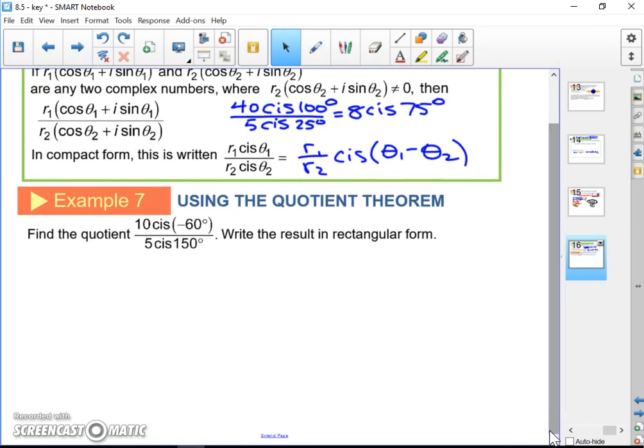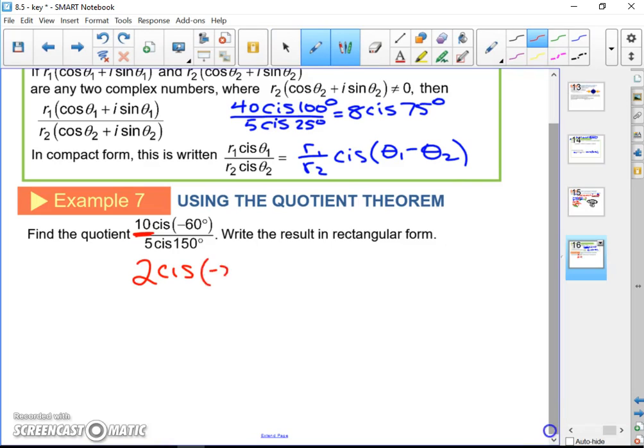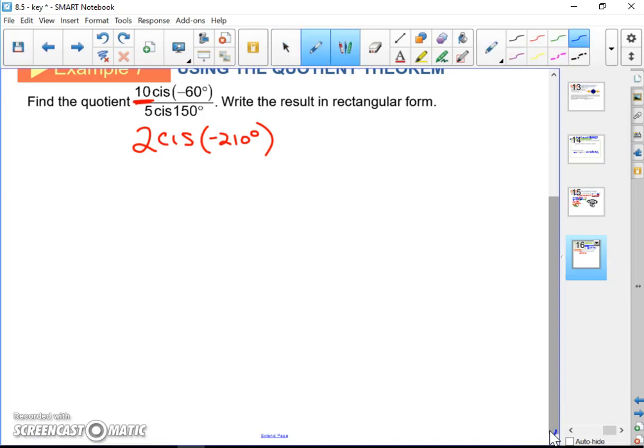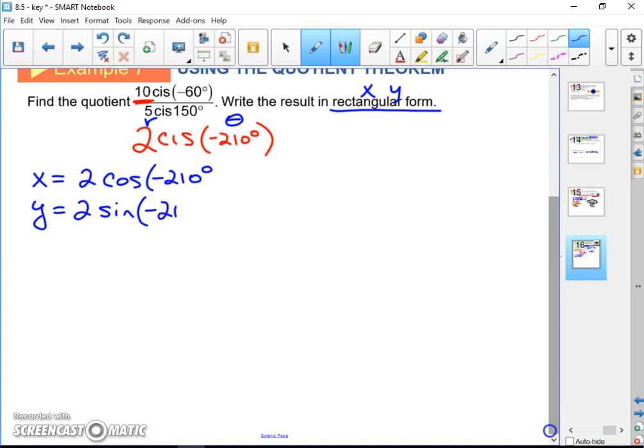Example 7 uses the quotient rule to divide two vectors. We can see 10 divided by 5 is equal to 2. And then we're going to subtract the angles. Negative 60 minus 150 is negative 210. So we have 2 cis negative 210 degrees. That would be awesome if we could leave it, but since this wants rectangular form, they're wanting x and y. What we have is polar form with r and theta. So rectangular form is going to look like x equals 2 cosine negative 210 degrees, y equals 2 sine negative 210 degrees.